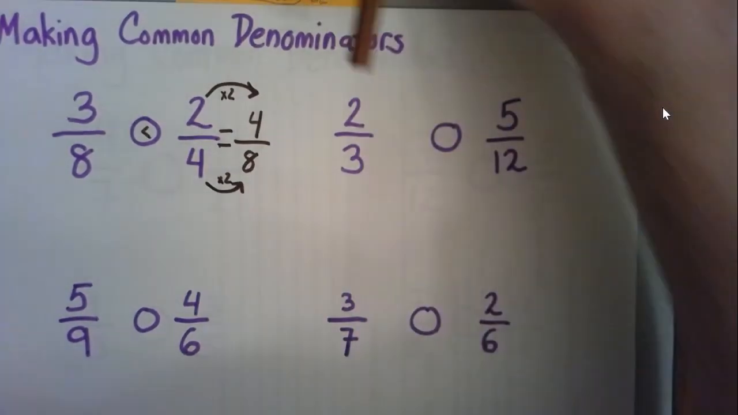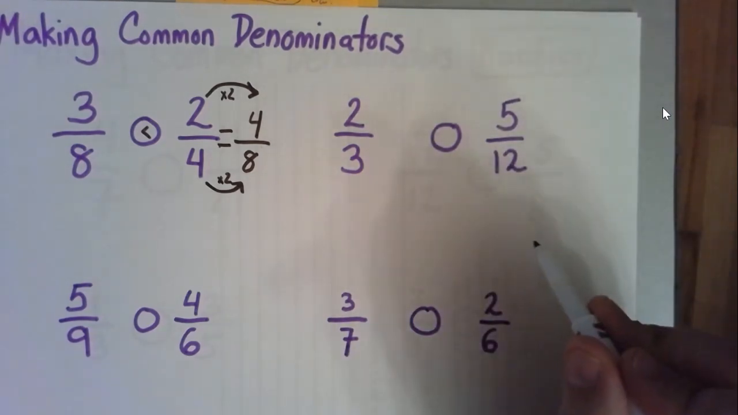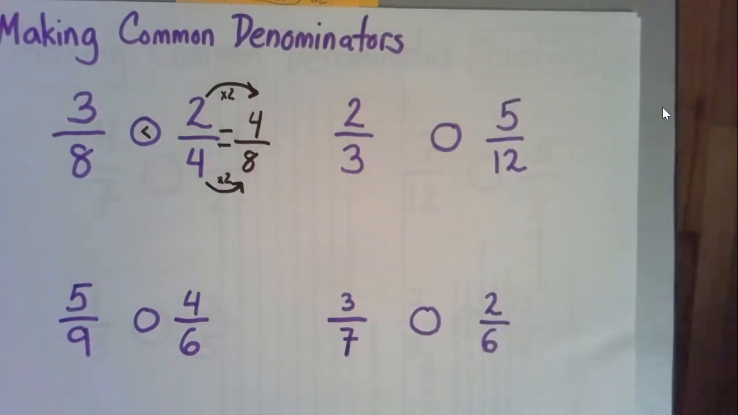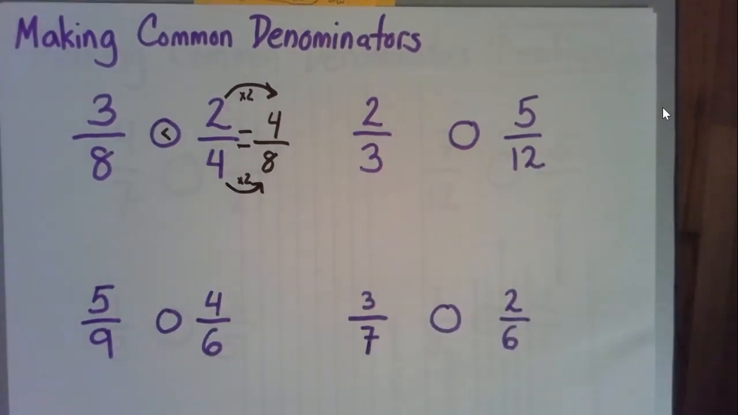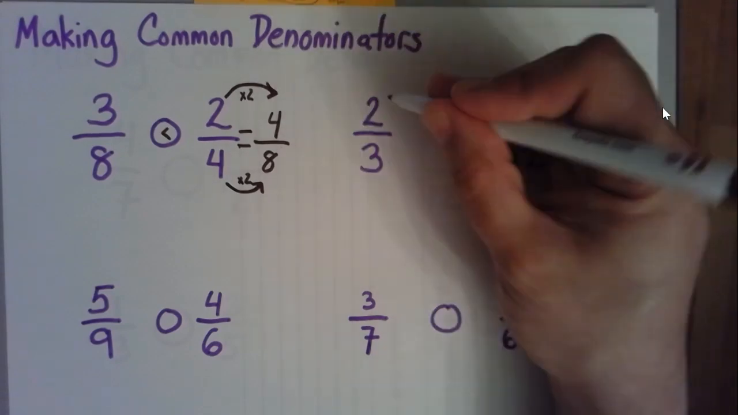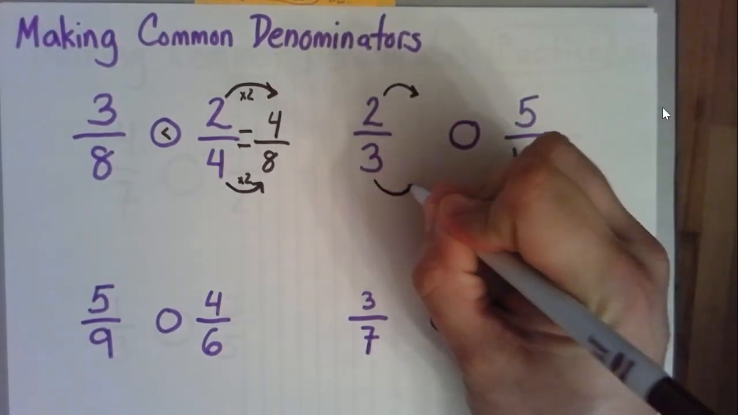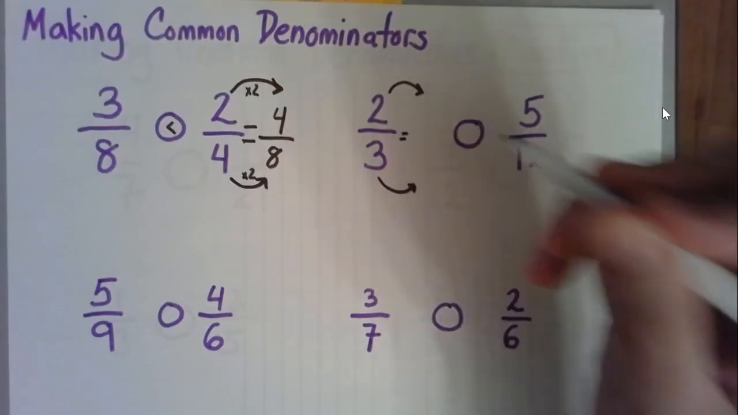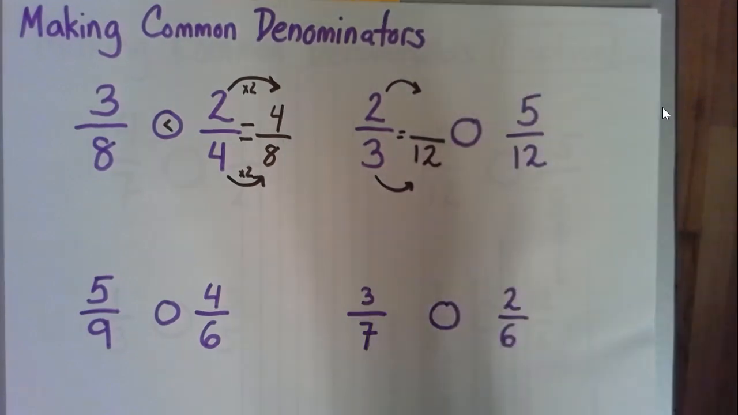Let's take a look at 2/3 compared to 5/12. Again, I don't have common denominators yet, but there's got to be a way that I can use multiplication and equivalent fractions in order to turn these into common denominators. I can, and this time I'm going to do it with my 2/3. I can turn that into an equivalent fraction that's out of 12.